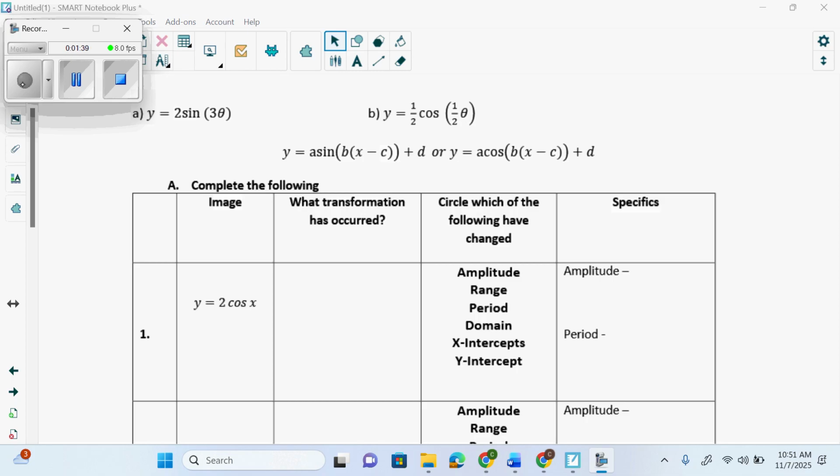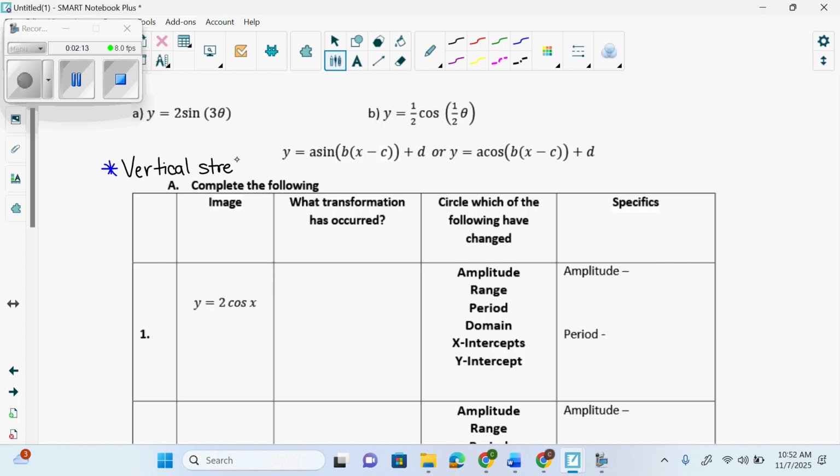What if I have a vertical stretch by a factor of 20? What's my new amplitude going to be? 20, because it's 1 times 20. What if my vertical stretch is a half? What's my amplitude going to be? A half, correct? So what could we say then? The vertical stretch equals the amplitude.